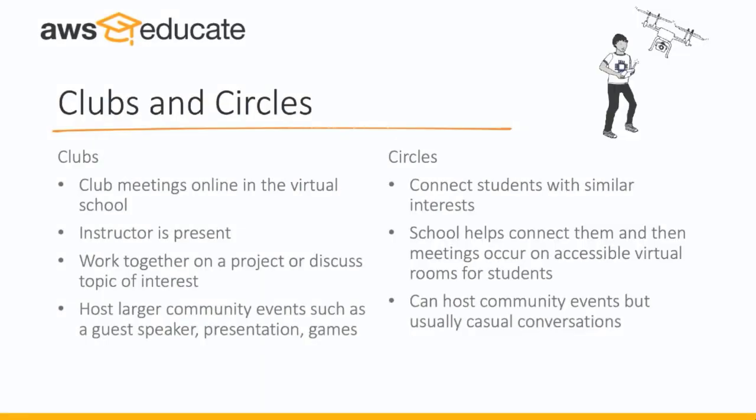Next is our clubs and circles. So we offer traditional clubs. They meet through school platforms, and an instructor is present. They might have a project. We have Model UN. We have robotics. We have all sorts of different clubs like debate that meet together, work towards a project, and might even attend competitions. We have a really great ethics bowl team. They meet together. They talk about the situations online, and then they'll have kind of mock ethics bowl rounds online.